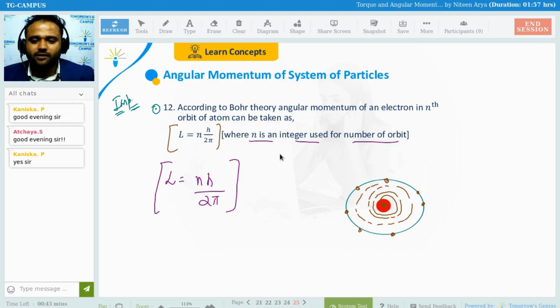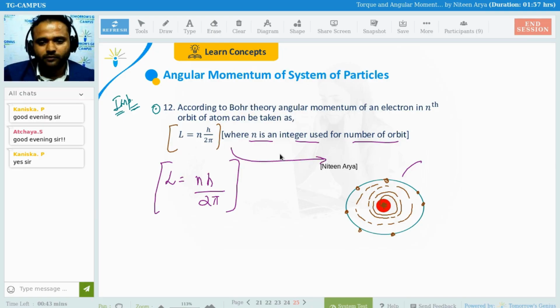Means only in a few specific or special types of orbits can electrons revolve, not in all. In these they revolve continuously, and that is why the stability of the atom exists.